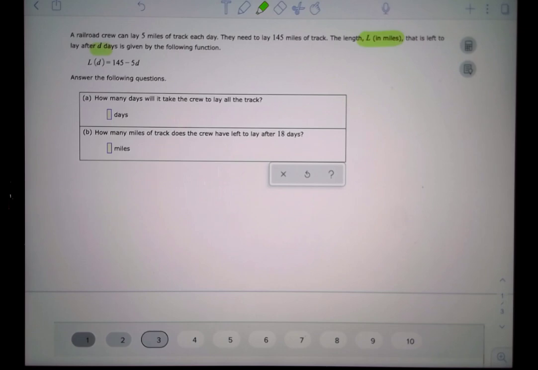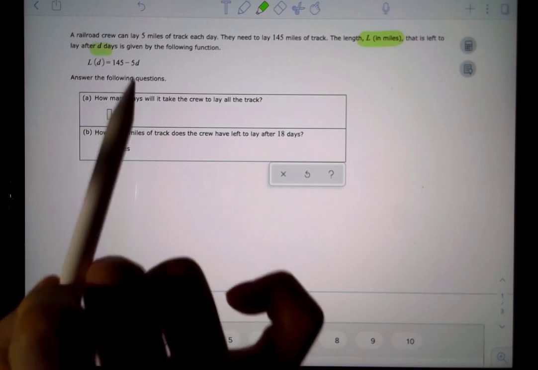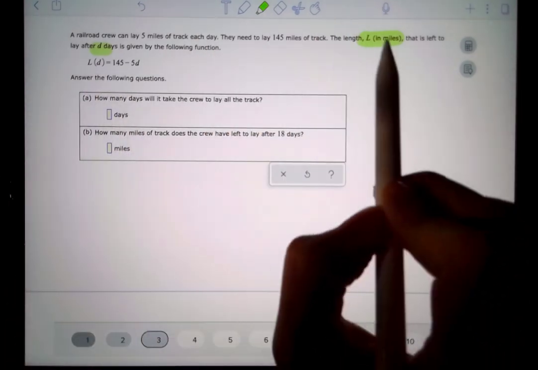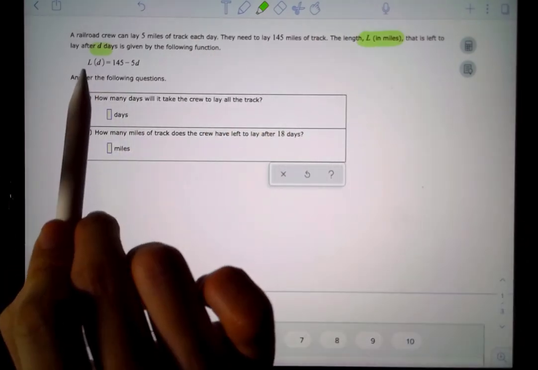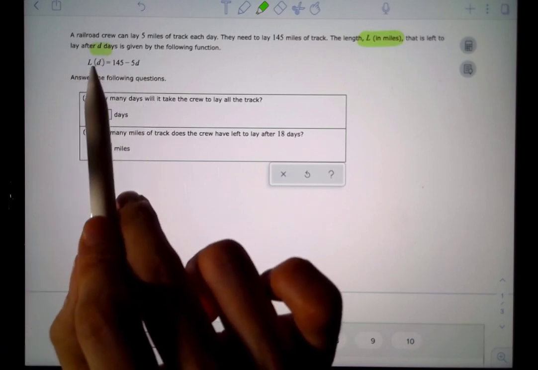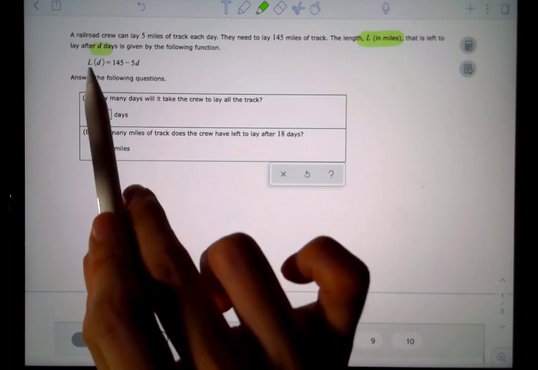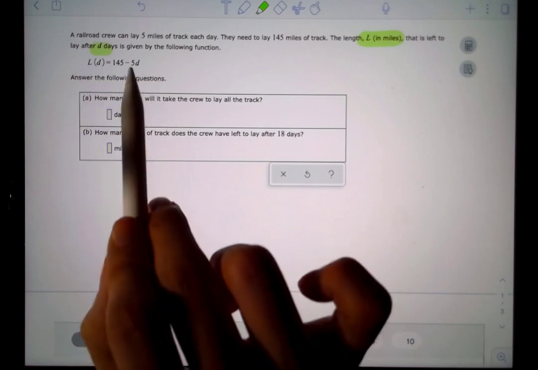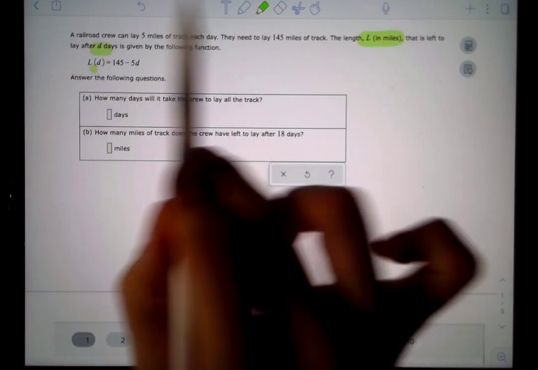Okay? So like they go 5 miles every day, right? Then after 1 day, they can lay 5 miles, then the leftover will be 140, like this. So that's a function like that. Just make sure L is your output, and your input is days. How many miles are left depends on days, right? So this is your input, output, right?